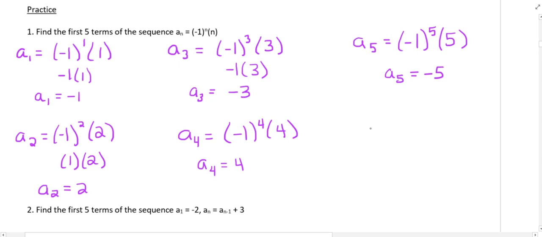So we get negative 1, 2, negative 3, positive 4, negative 5. Okay, next one we have a recursive sequence.